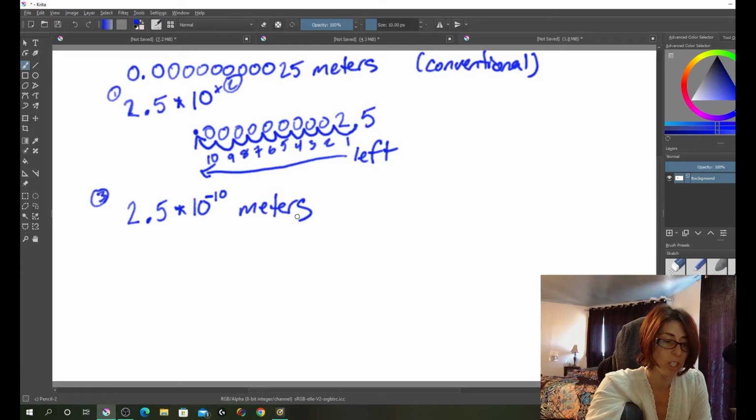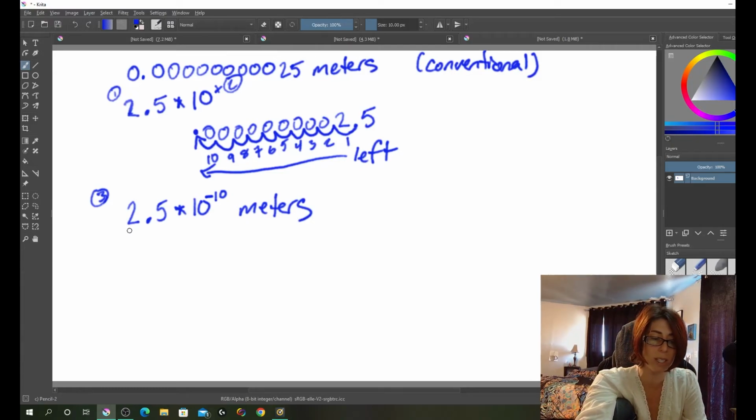Now we're done. So step 1 was a single digit to the left of the decimal point. That's the 2. So only the 2 goes to the left of the decimal, and then .5, okay? Then step 2 was we multiplied by 10 to some exponent. Step 3, we figured out what the exponent was. So 3a was how many places did we have to move the decimal point to get from 2.5 back to our original value in conventional notation? It was 10. And did we move it left or right? We moved it to the left. That means the exponent is negative.